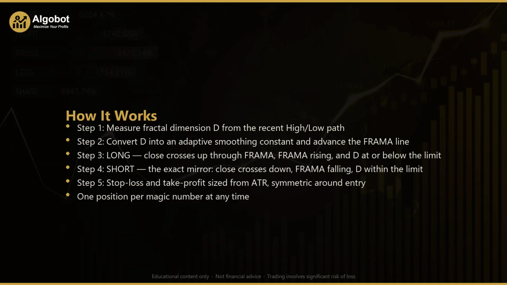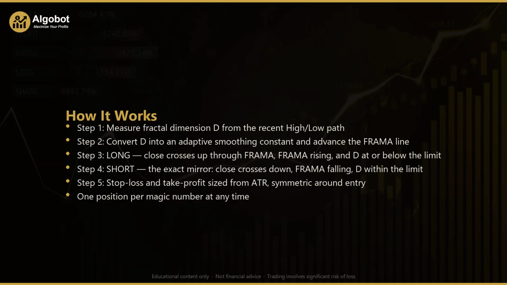Let's walk through the logic step by step, exactly as the EA runs it on each completed bar. First, the strategy builds the fractal dimension. It takes the FRAMA window, 16 bars by default, and splits it into 2 equal halves. It measures the high-to-low range of the recent half, the range of the older half, and the range of the whole window. From those 3 ranges, it computes the dimension using a logarithm formula and clamps the result between 1 and 2. A value near 1 signals a straight, directional path. A value near 2 signals space-filling chop.